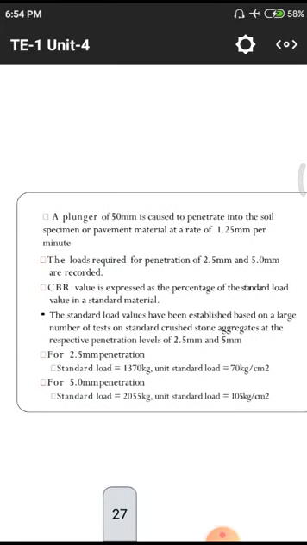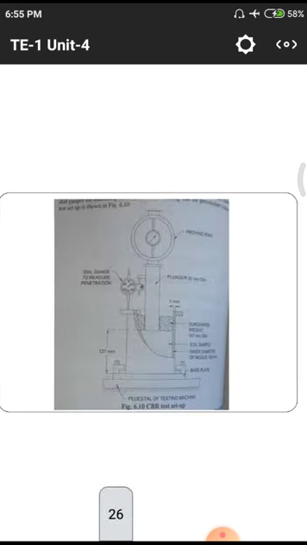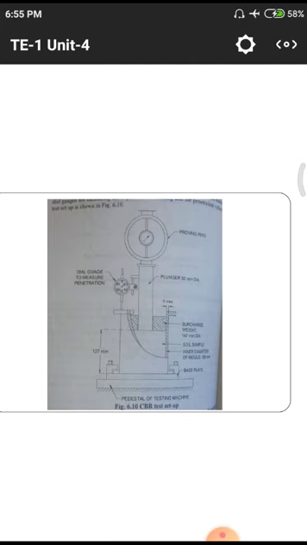Here we have a clear-cut clarification with the help of wordings. Once I read those words, I will explain. A plunger of 50 is caused to penetrate into the soil specimen of pavement material at a rate of 1.25 per minute. That means previously we have a plunger, a circular rod above the soil surface. The plunger diameter is simply 50.